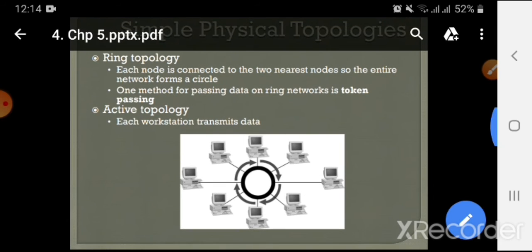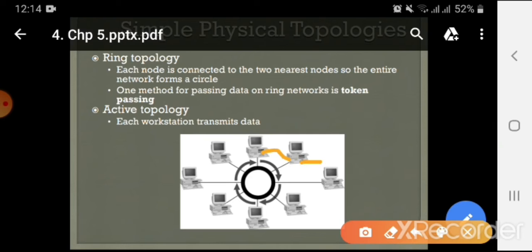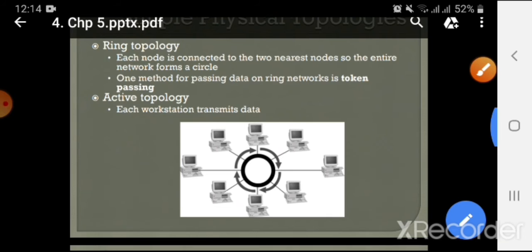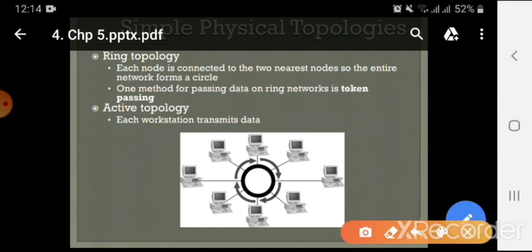It is known as ring topology because the first computer is connected to the next, then the second is connected to the third, the third is connected to the next, and the last one is connected to the first computer. In this manner it becomes a ring. So each node is connected to the two nearest nodes in the entire network to form a circle. It is an active topology, and each workstation transmits data. Workstation means a system in a network.